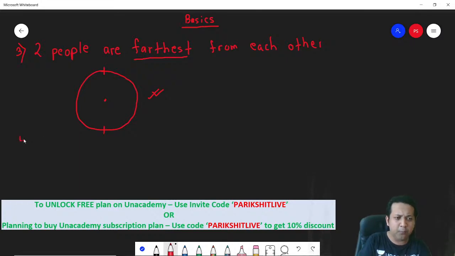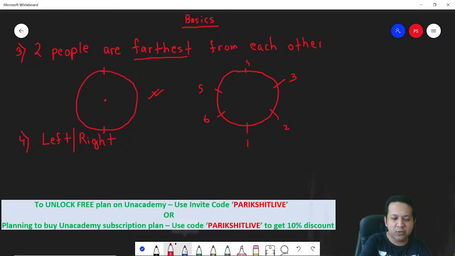Point number four: left and right. Trust me, this is something where students make a mistake even a day before your exam. Think about it. If I tell you A is to the immediate left of B, okay, let me mark the points 1, 2, 3, 4, 5 and 6.